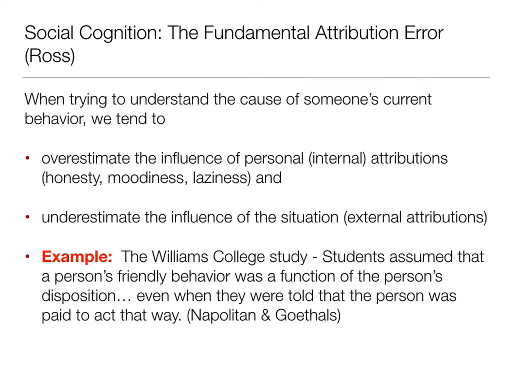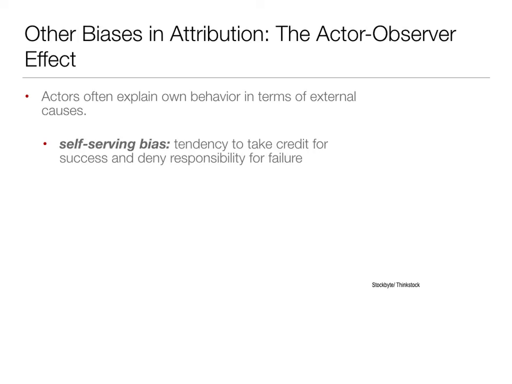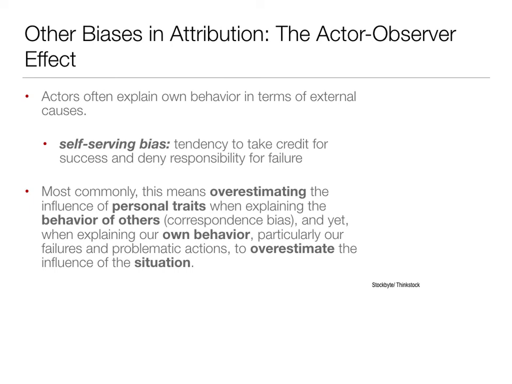Now, is that going to be the same when we're talking about our own behavior? The answer is no. We tend to explain our own behavior in terms of external causes. You're not going to say, I cut somebody off in traffic because I'm a jerk, right? That's rarely what you're going to say. We tend to take credit for our successes and deny any responsibilities for failure. So we have this self-serving bias that we're more likely to take credit for our successes and deny our responsibilities for failures. This means that we overestimate the influence of personal traits in the behaviors of others, like we saw in that fundamental attribution error.